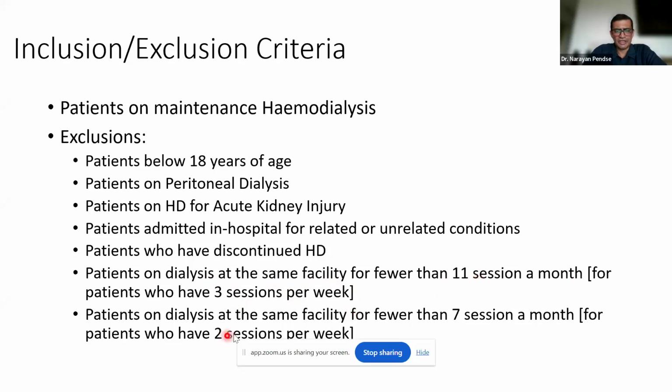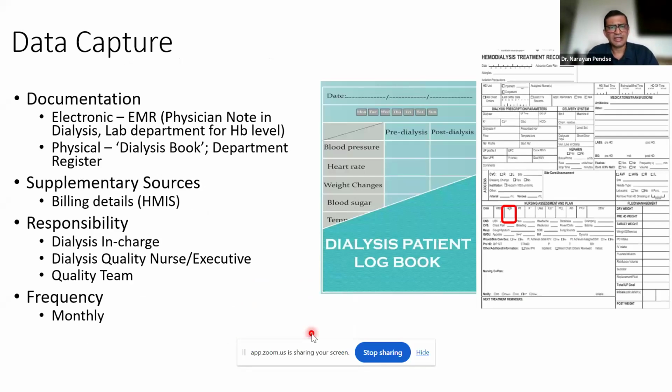Similarly, for patients who are on 2 sessions per week, it should be defined. You can discuss with your nephrologist and set the exclusion criteria accordingly.